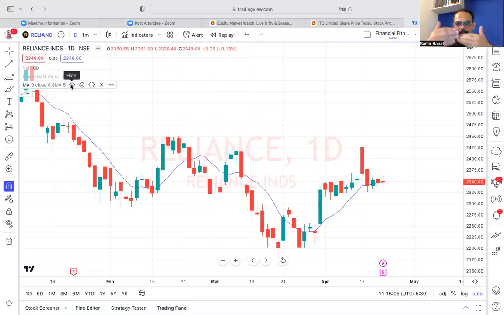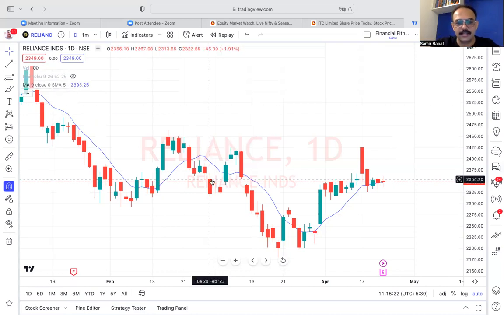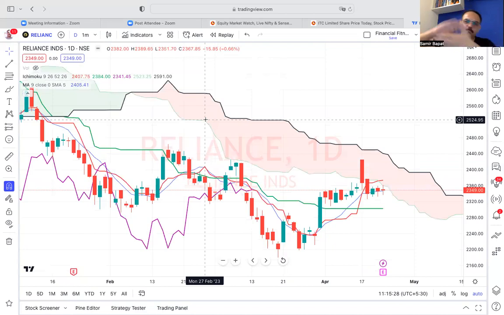First thing, there are a few indicators which will be superimposed on the chart. Moving average and Ichimoku are those types of indicators which will be plotted on top of the chart. Like this average is being plotted on top of the chart. Ichimoku, if you see, it is plotted on top of the chart.